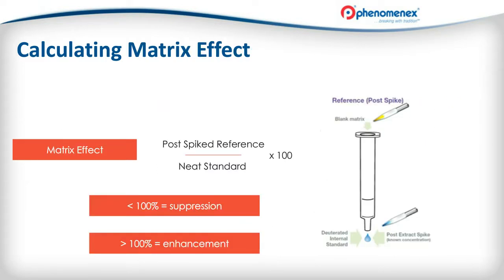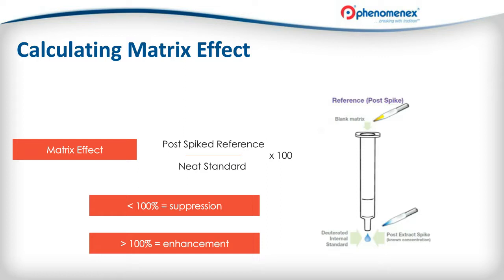In the same way that I just described creating that matrix match standard, we're going to compare the response from that matrix match standard to a neat standard. Ultimately, if you solve this math problem, anything less than a 100% value means that we have some type of matrix suppression or matrix effect. Anything greater than 100, and we're looking at an enhancement basically. But ultimately, I think matrix effect is not the end game here. It's how it works in combination with the recovery values that you're getting. It's possible to create a matrix match standard that's very clean.